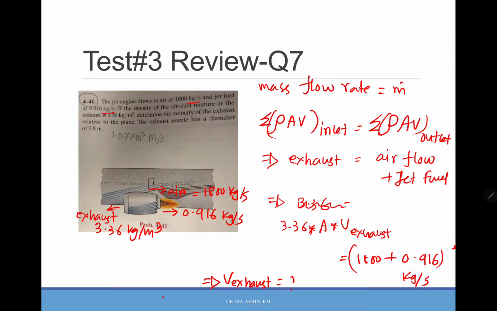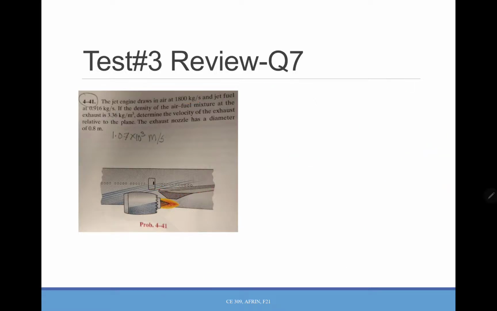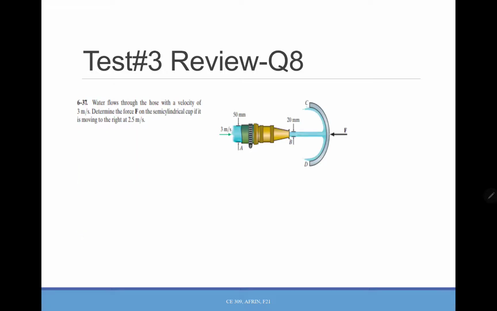Okay, so up to this point all the problems were about mass flow, or mass conservation or energy conservation. Now the next three problems will be all about the momentum equation or momentum conservation, linear and angular. So let's work with question number 8. It says that water flows through the hose with a velocity of 3 meter per second.